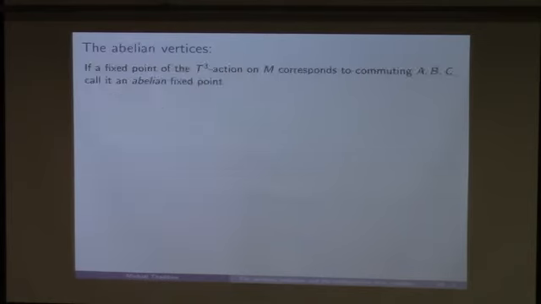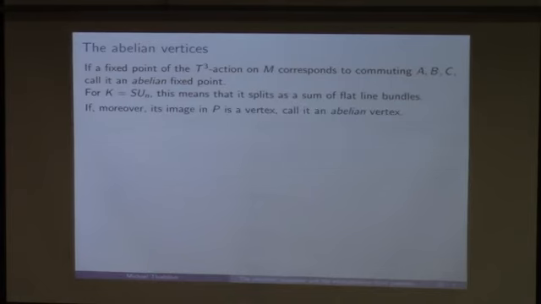So this point of view just makes us think generally about what you might call abelian vertices, the vertices of this polytope corresponding to commuting matrices. And once again, the geometric interpretation is that it splits into a sum of flat line bundles, at least for this unit. Now, as I mentioned, it's not necessarily the case that every fixed point in the master space maps to a vertex. But if it is a vertex, we'll call it an abelian vertex, and all the vertices we've seen so far are abelian.